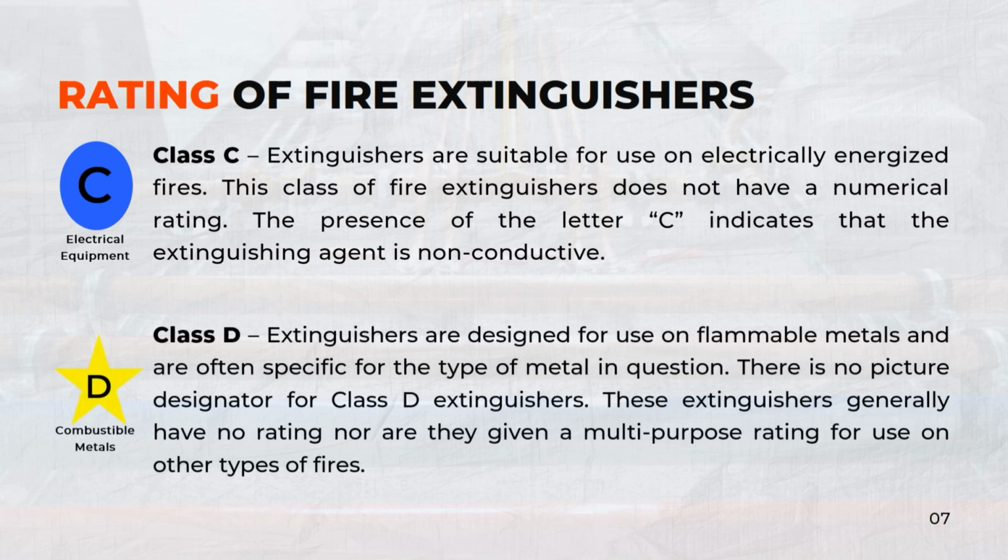Class D extinguishers are designed for use on flammable metals and are often specific for the type of metal in question. There is no picture designator for Class D extinguishers. These extinguishers generally have no rating, nor are they given a multi-purpose rating for use on other types of fires.